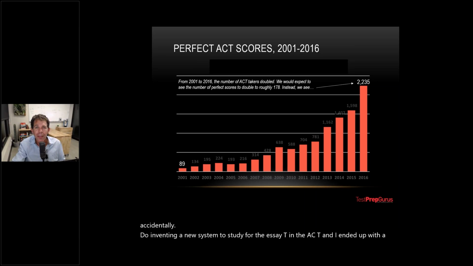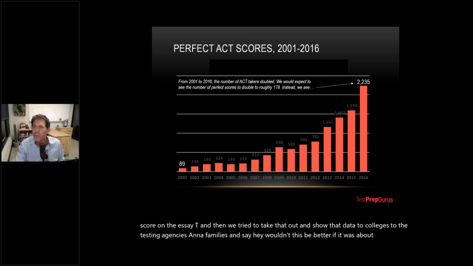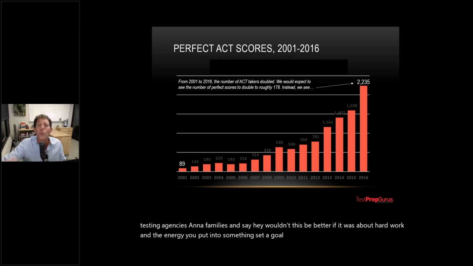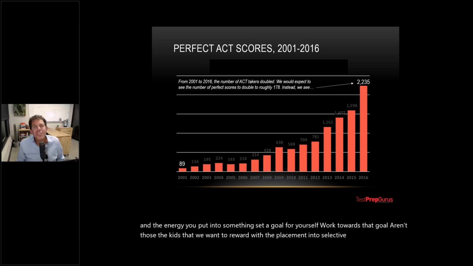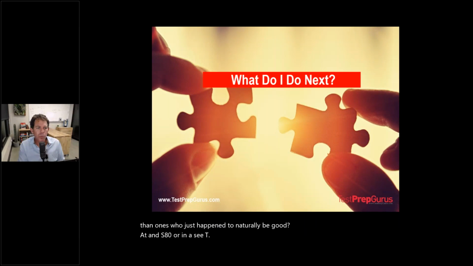and I ended up with a perfect score on the SAT. And then we tried to take that out and show that data to colleges, to the testing agencies, and to families, and say, hey, wouldn't this be better if it was about hard work and the energy you put into something? Set a goal for yourself, work towards that goal. Aren't those the kids that we want to reward with the placement into selective colleges, rather than ones that just happen to naturally be good at an SAT or an ACT? Okay, what do I do next?